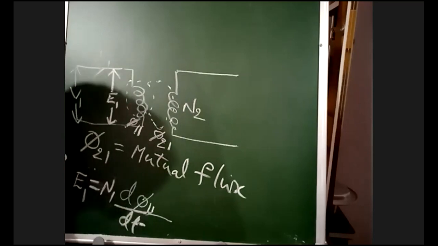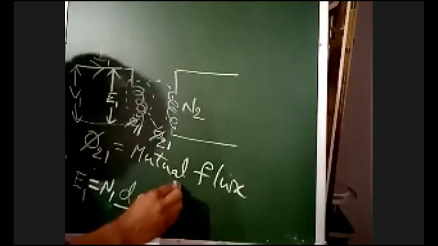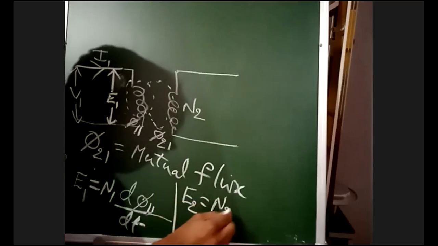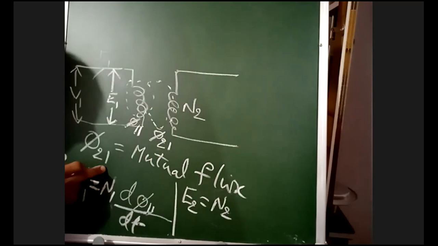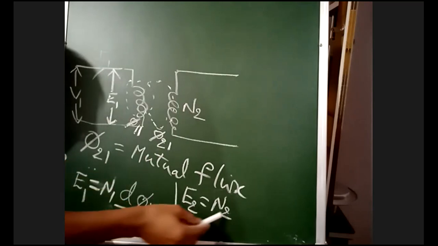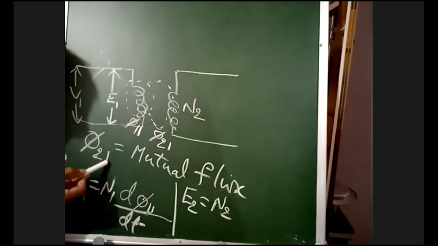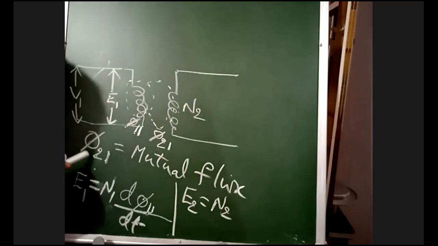Why is it called phi 21? Why not phi 12? Because in the secondary coil, flux is developed due to the first flux. This phi 2 is due to the N2. In the second coil, phi 2 means the flux in the second coil. Due to which one? Due to the first flux. Due to the first flux, in the second coil, flux is developed. That's why it is called phi 21.